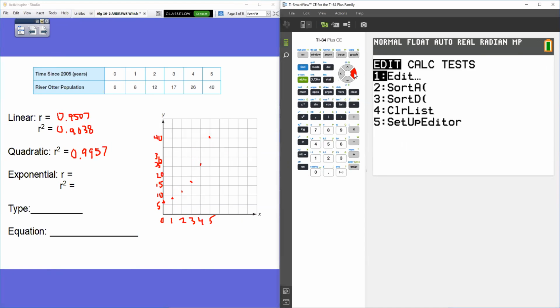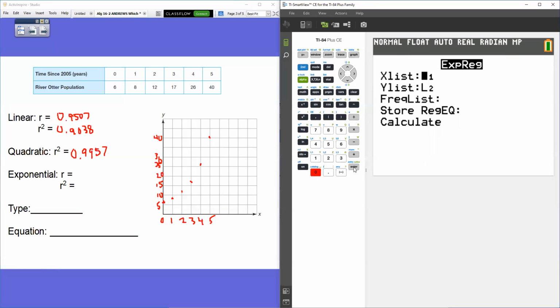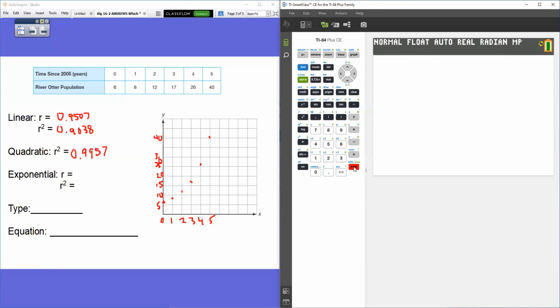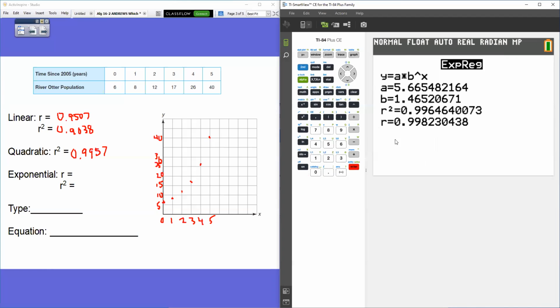Then we're going to try our exponential. So Stat Calc, we're going to go to 0, which is the exponential regression. And our R is 0.9982. That's really close to 1. And R squared is 0.9964. So now that we have the 5 numbers there, we want to know which one is closest to 1 or negative 1. The one that's closest is the exponential, 0.9982. So this is definitely exponential.